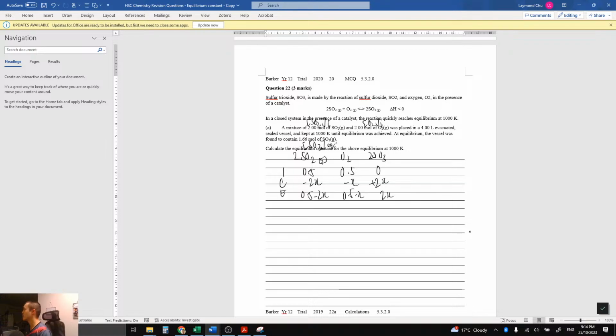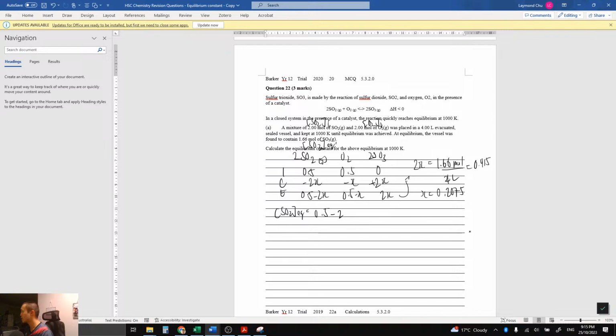So we want to ultimately find the equilibrium constant. So we need to find the x value, sub it in, and then we can sub it into our Keq expression. We can find that our 2x is equal to 1.66 moles over 4 liters. Now let's calculate what that value is equal to first. 1.66 over 4 is 0.415. Now 2x is equal to that. That means x is equal to 0.2075.